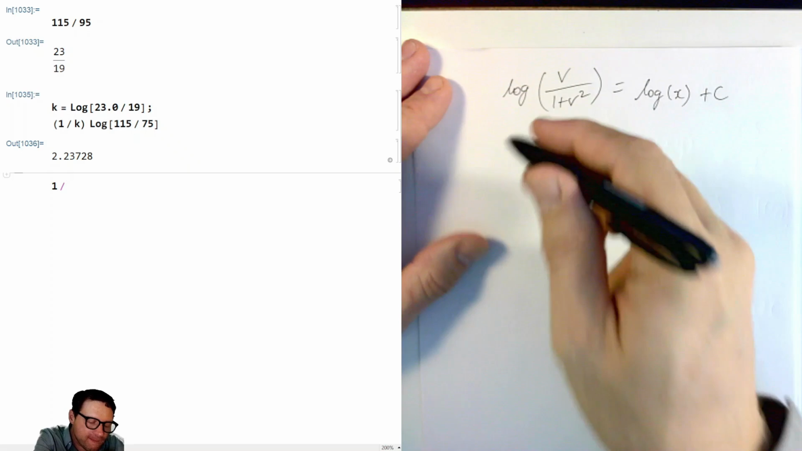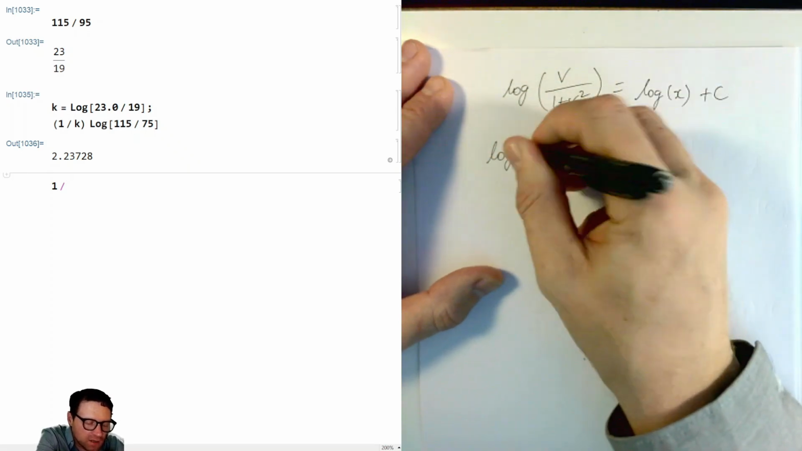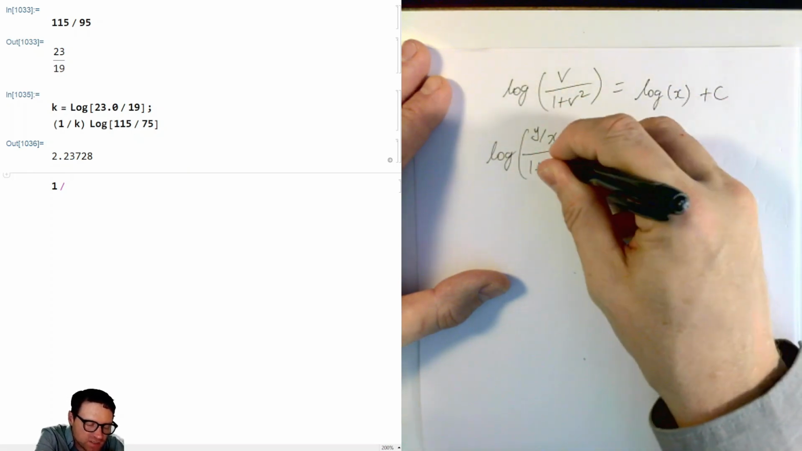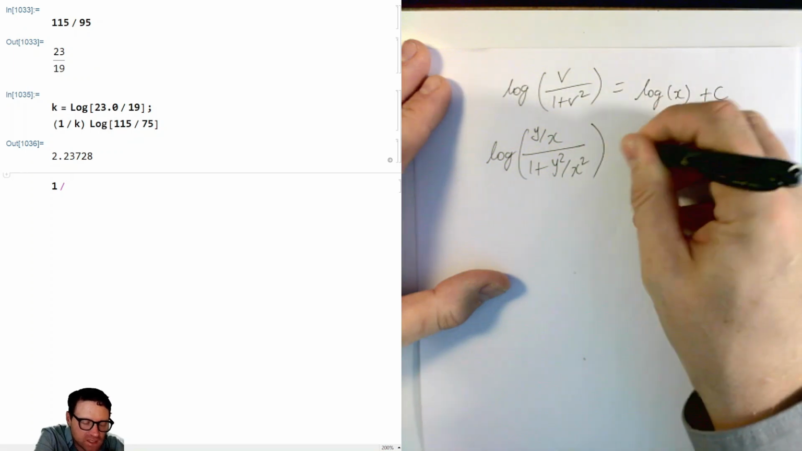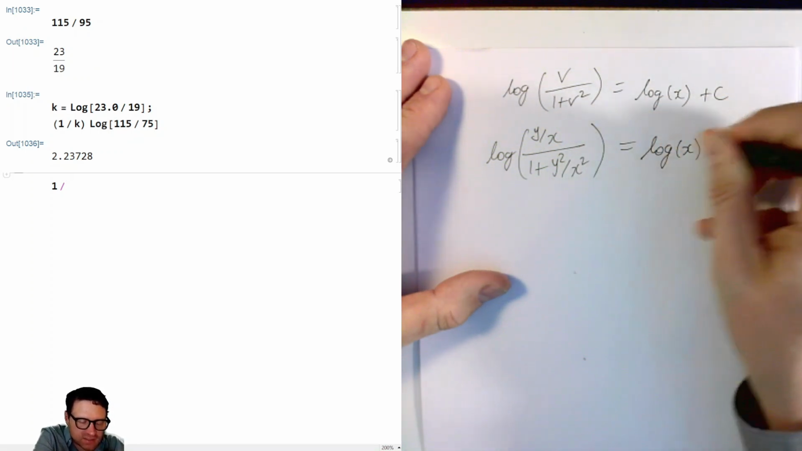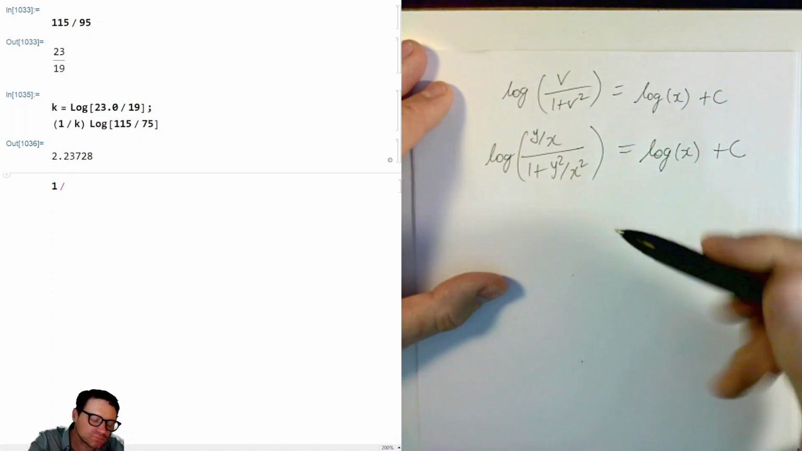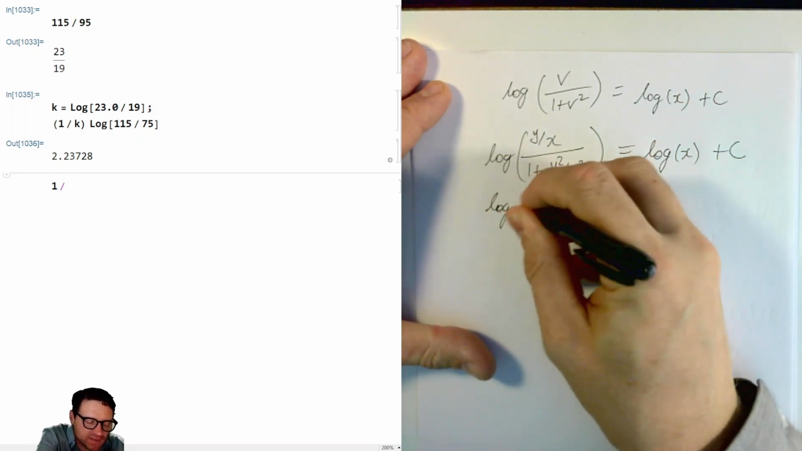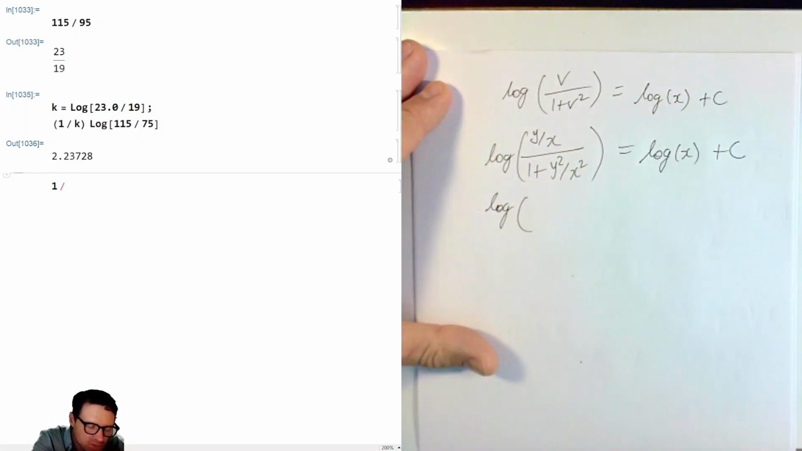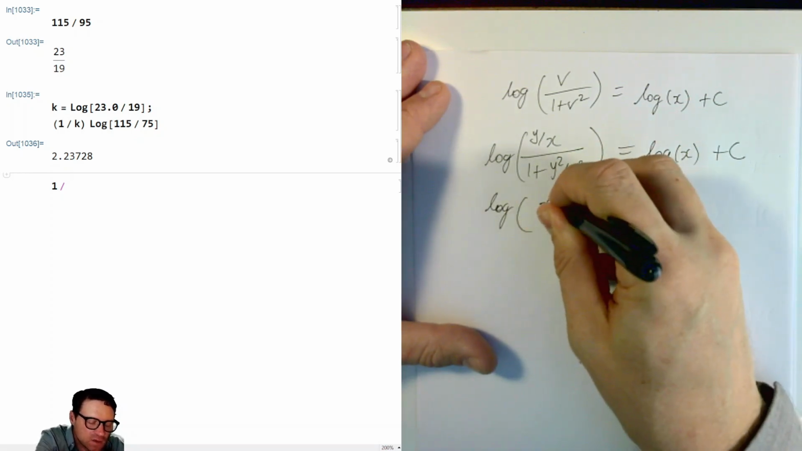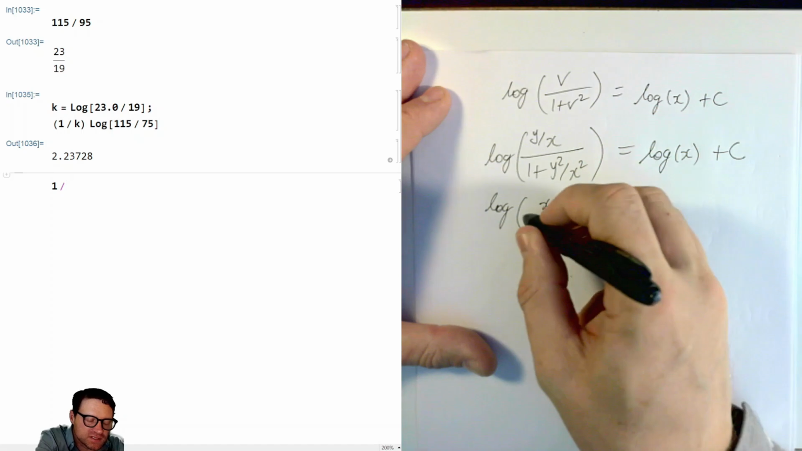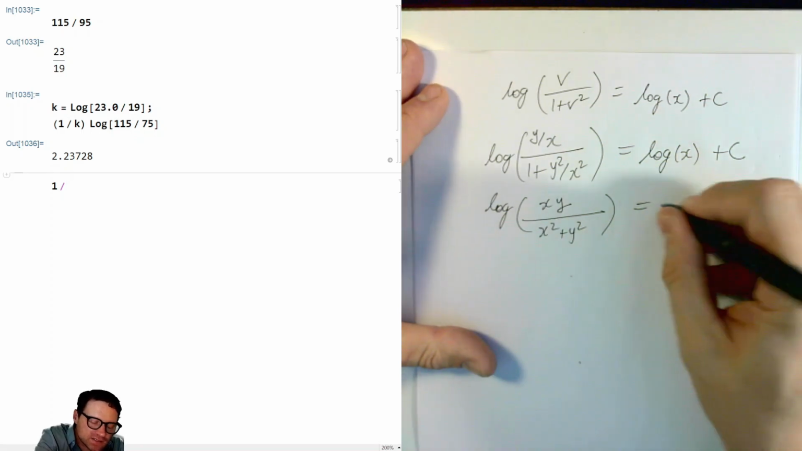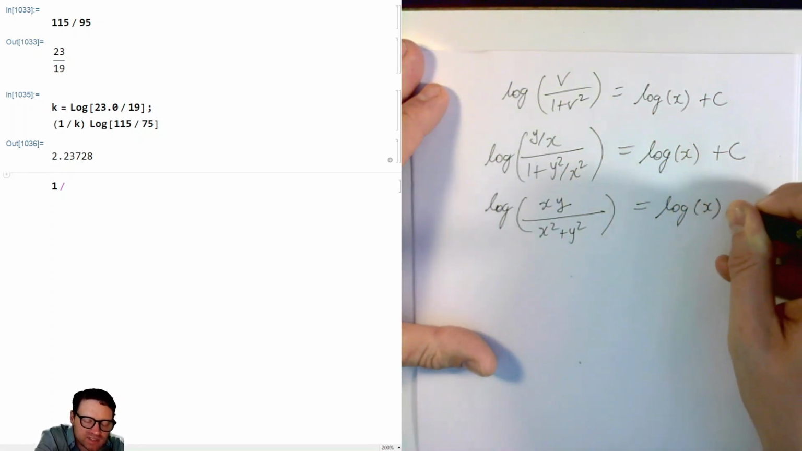Okay, now we've got log of y over x over 1 plus y squared over x squared is equal to log of x plus c. Let's multiply top and bottom of this fraction by x squared to simplify this a bit. When we do that on the numerator, one of the x's cancels and we have xy. Now on the denominator we have x squared plus y squared. And so that's log of x plus c.